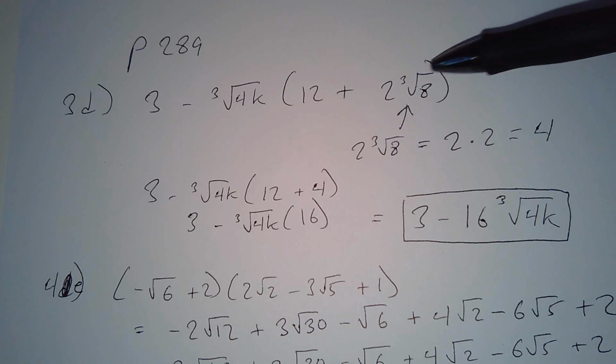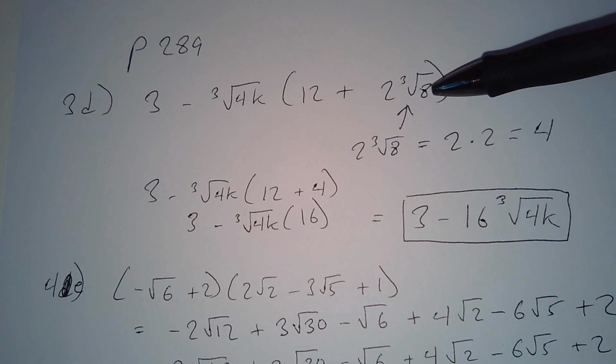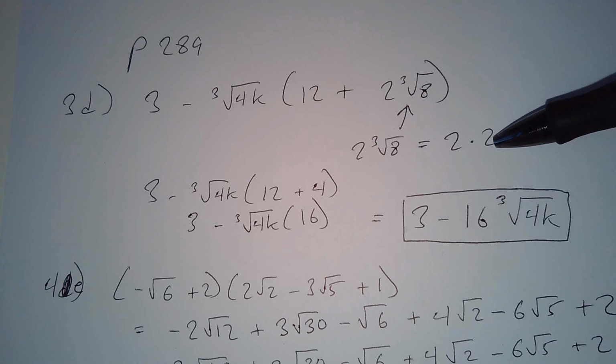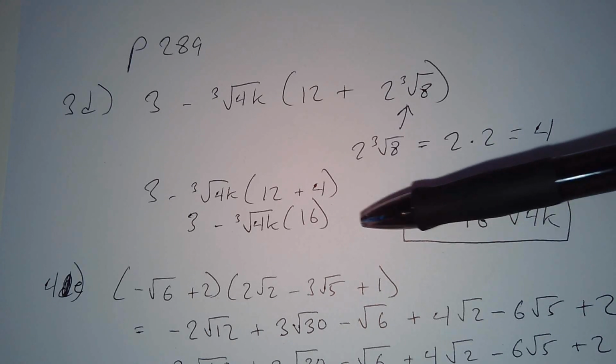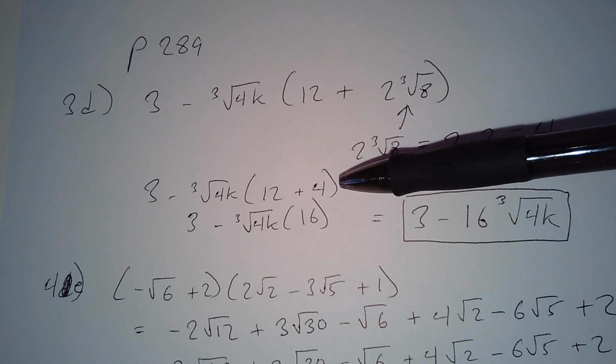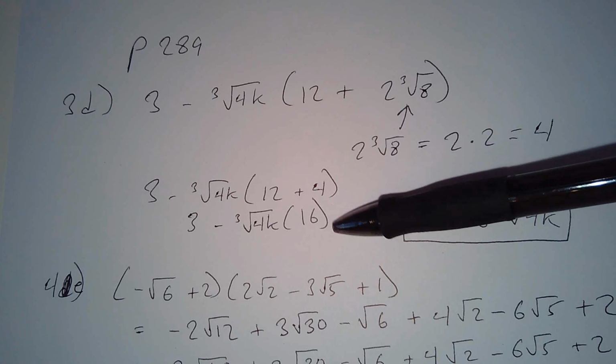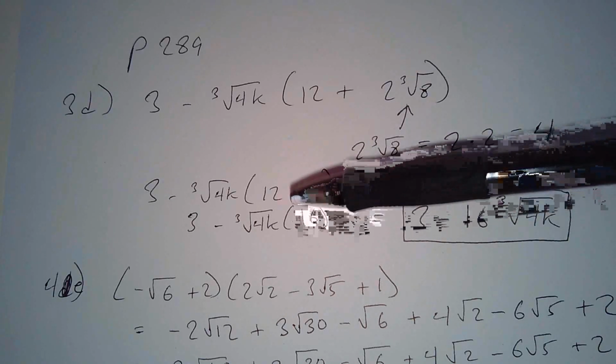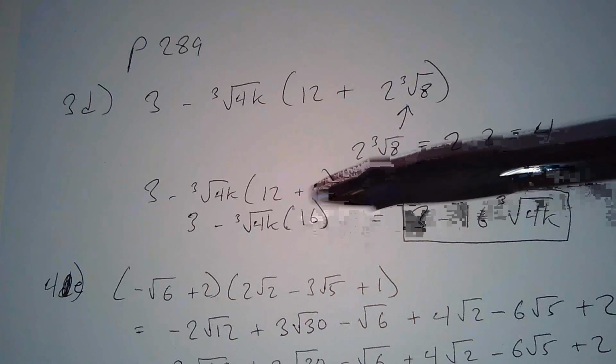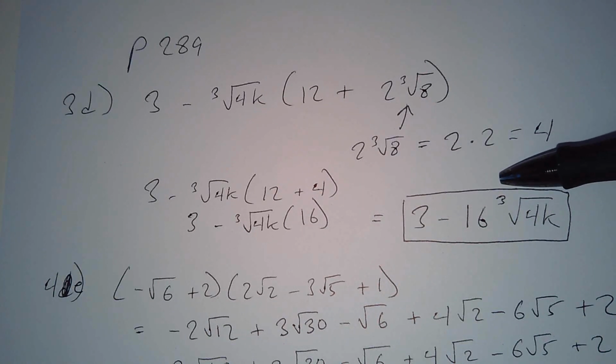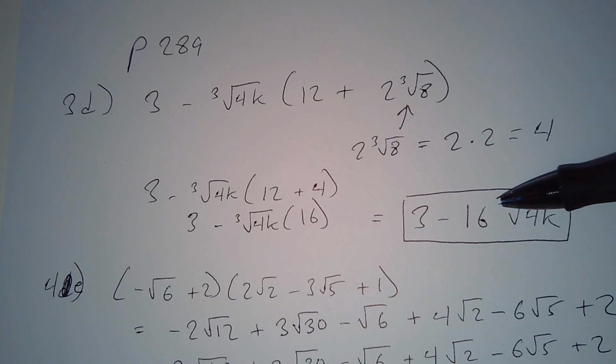Now this is the cube root of 8, which would be considered a perfect cube. So the cube root of 8 is going to be 2. Then you have the 2 in front times 2, which equals 4. So we can put that back into the brackets, 12 plus 4, which is going to be 16. And then you can multiply that by the cube root of 4k. So we get this answer here, 3 minus the 16, the cube root of 4k. You can't put these two together, so you just leave it like that.